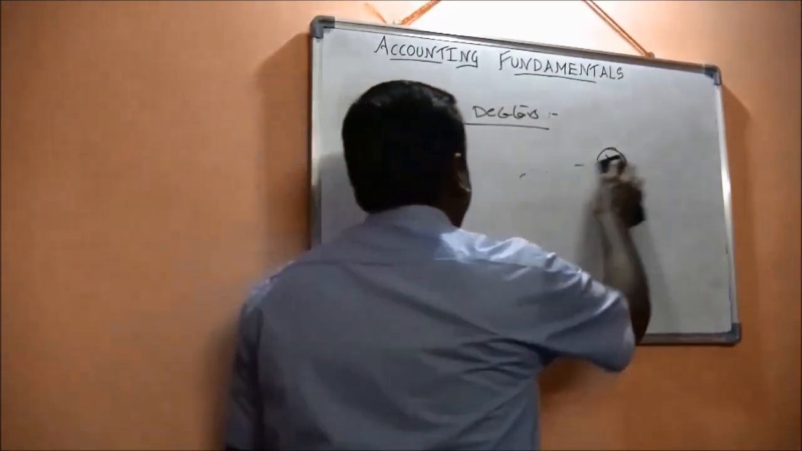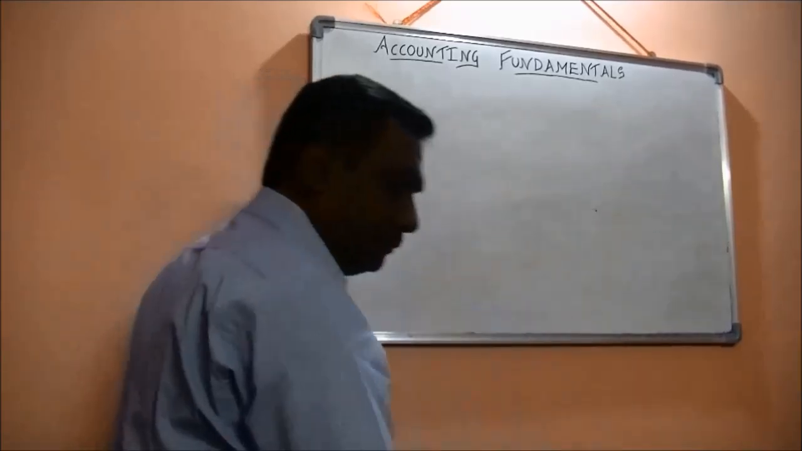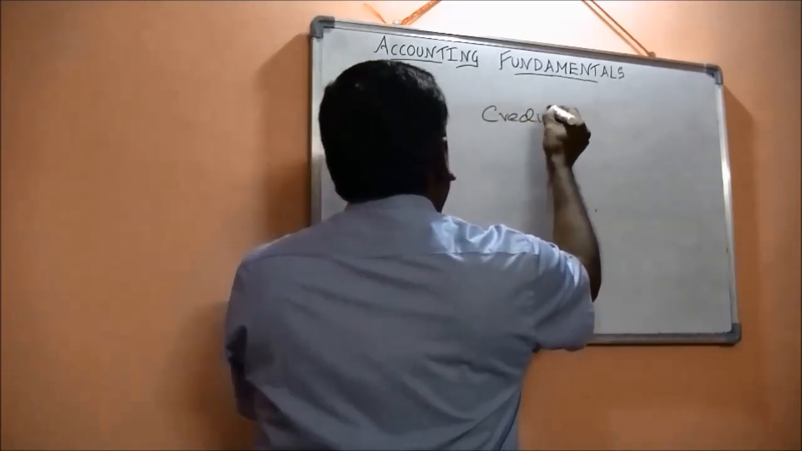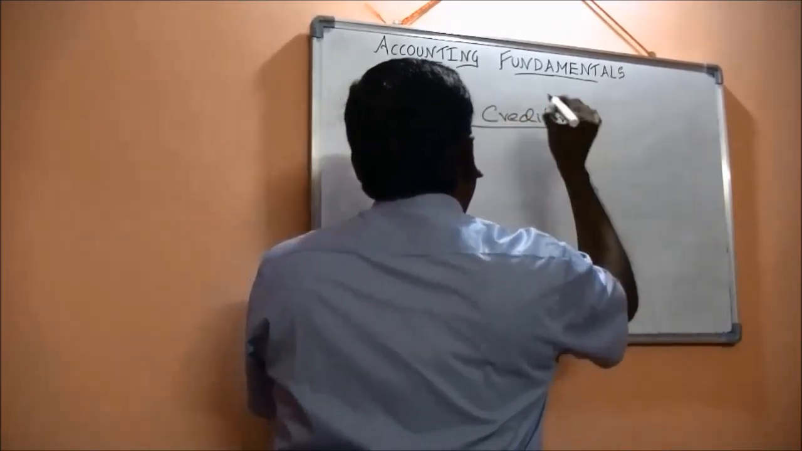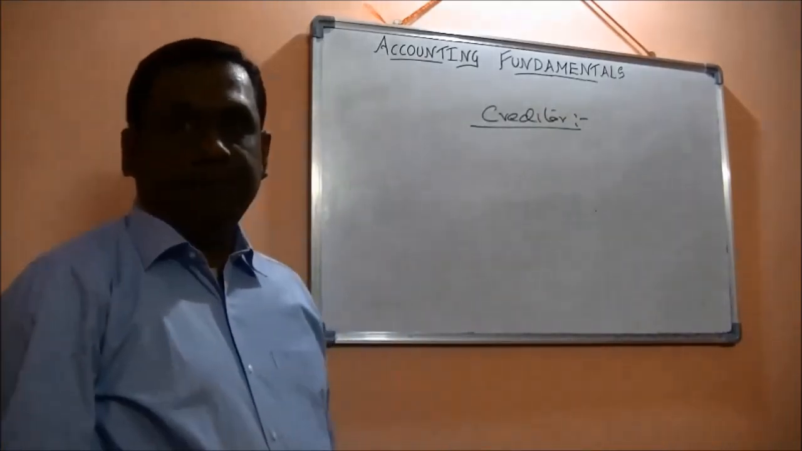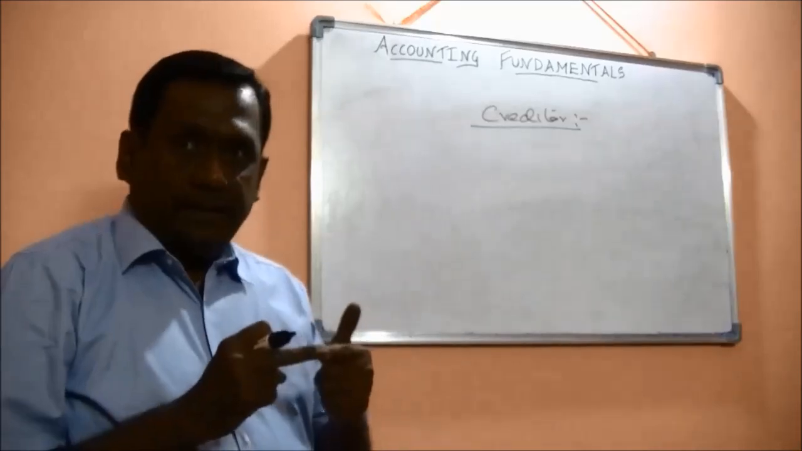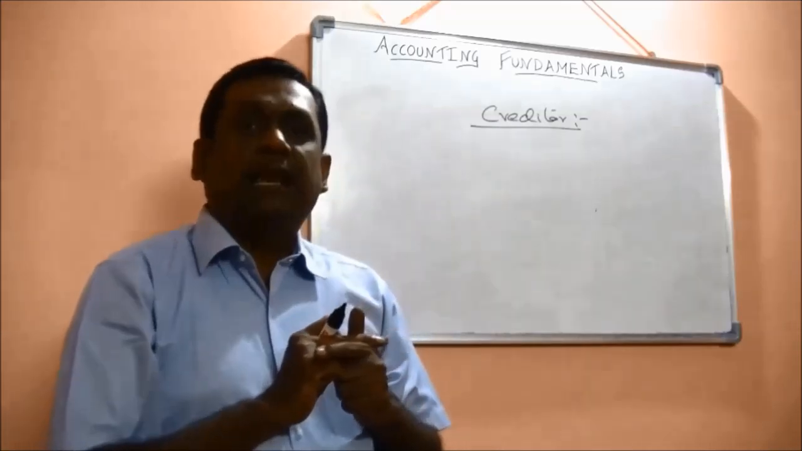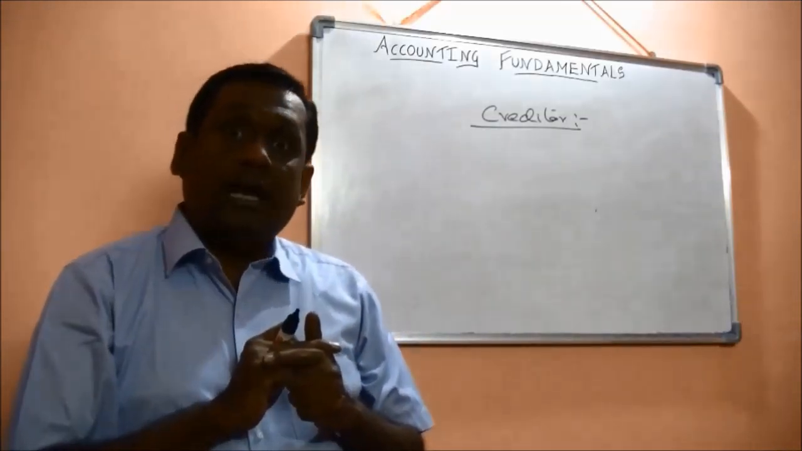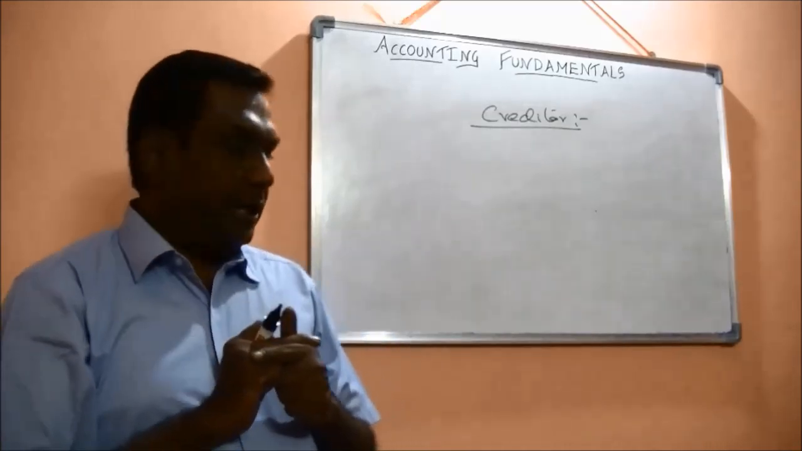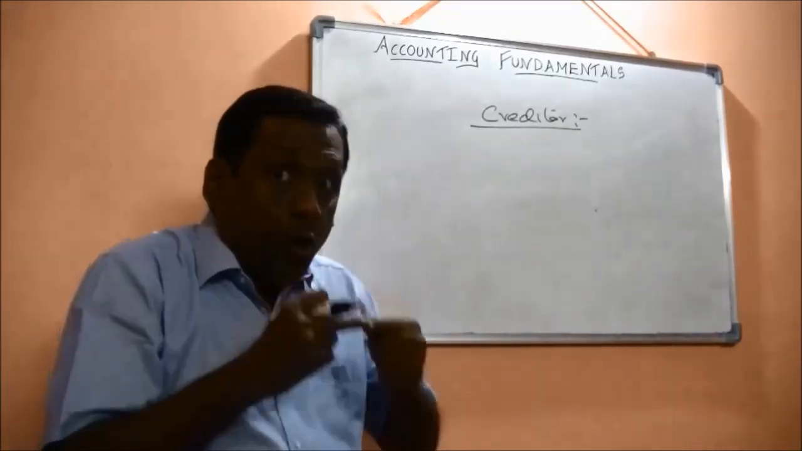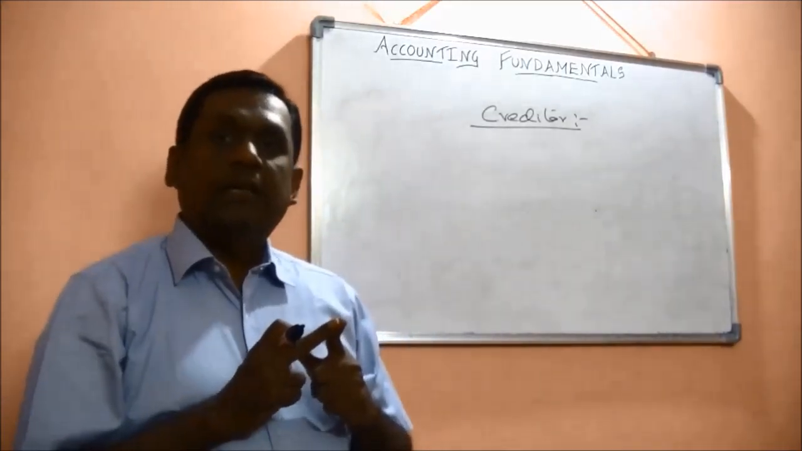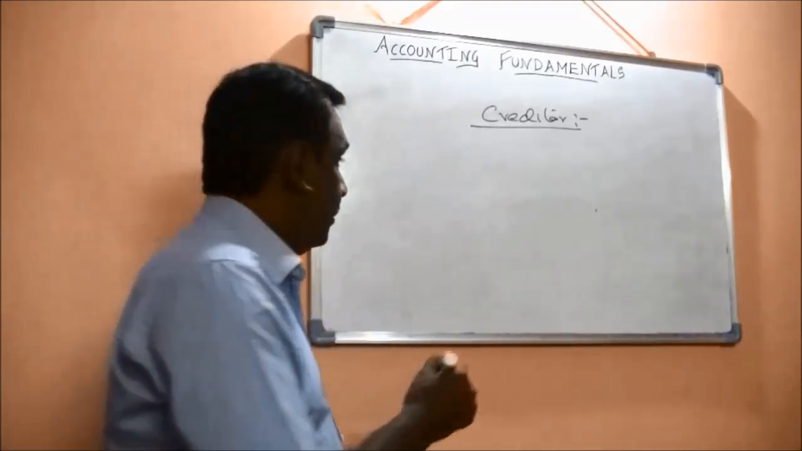Next point is on creditor. Who is a creditor? The person to whom the business is liable to pay a certain amount is known as a creditor. Let me repeat again. The person to whom the business is liable to pay is known as a creditor. Let me give you an example.